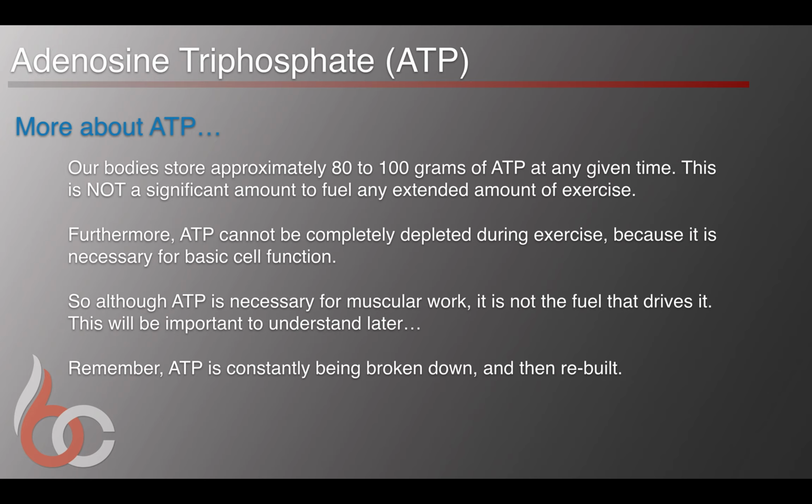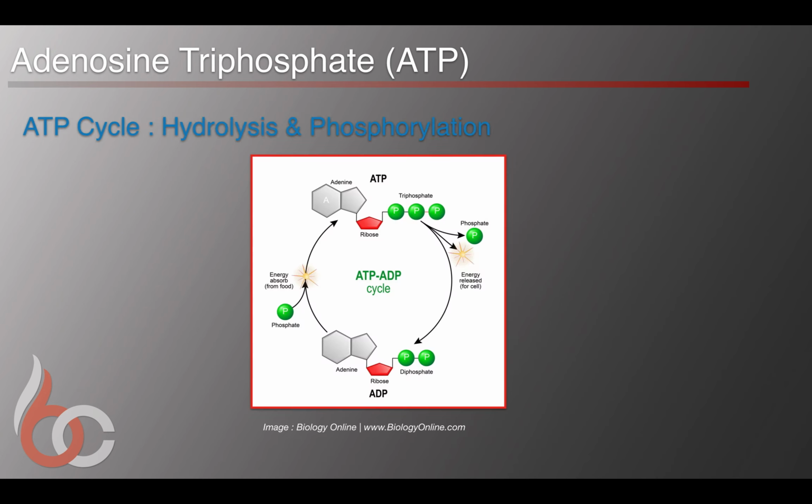So let's remember that ATP is constantly being broken down and rebuilt like this. This is an ATP cycle at the simple level. It shows what's called ATP hydrolysis and ATP phosphorylation. ATP, adenosine triphosphate, referring to the fact that there are 3 phosphates in that molecule, in that model.